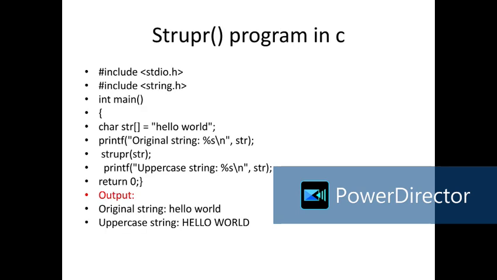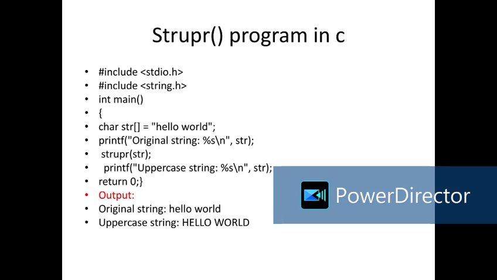strupr converts to uppercase. On the flip side, strupr converts all characters in a string to uppercase. #include <stdio.h>, #include <string.h>, char str[] = "hello world"; strupr(str); printf("Uppercase string: %s", str); Output: uppercase string HELLO WORLD. Like strlwr, strupr affects only the alphabetical characters, leaving the non-alphabetical ones intact.